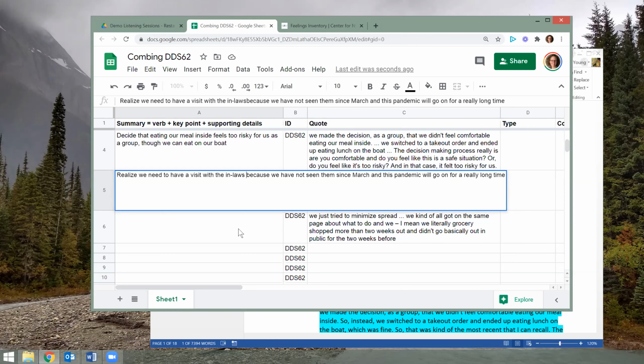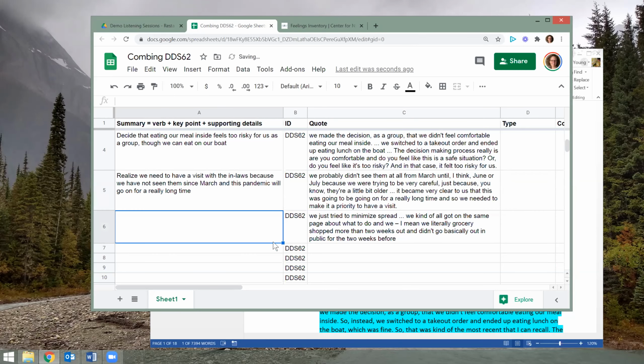Okay. Whoops, in-laws. There we go. I always think it's so funny that in-laws is a word that's not the opposite of outlaws.